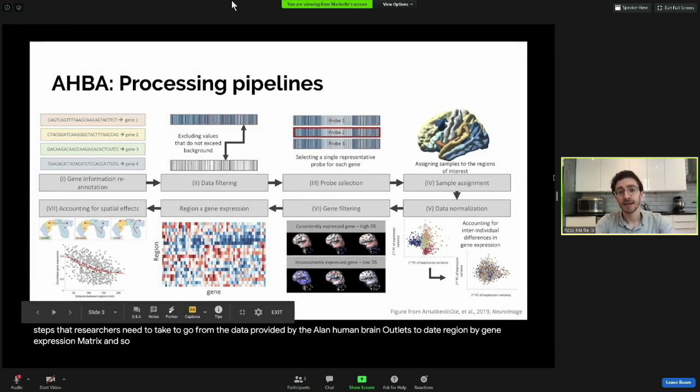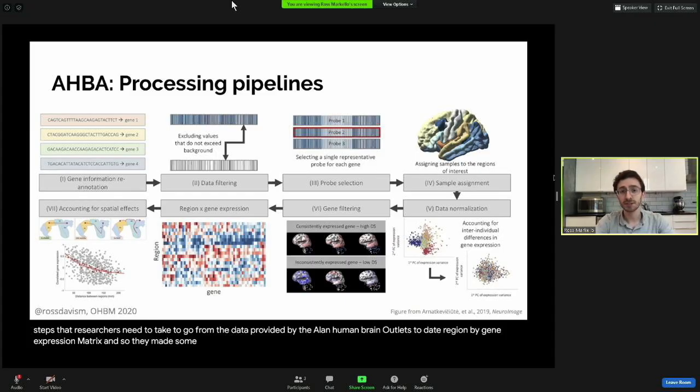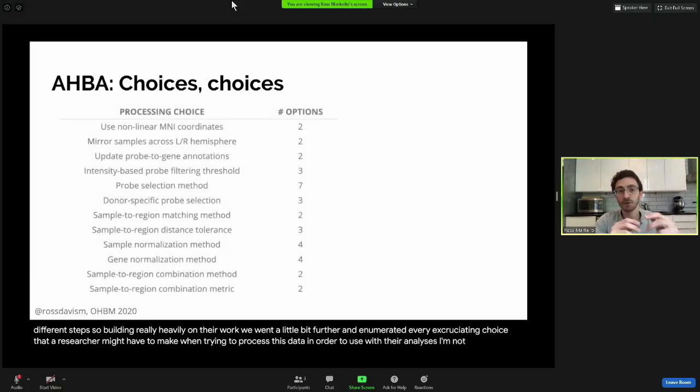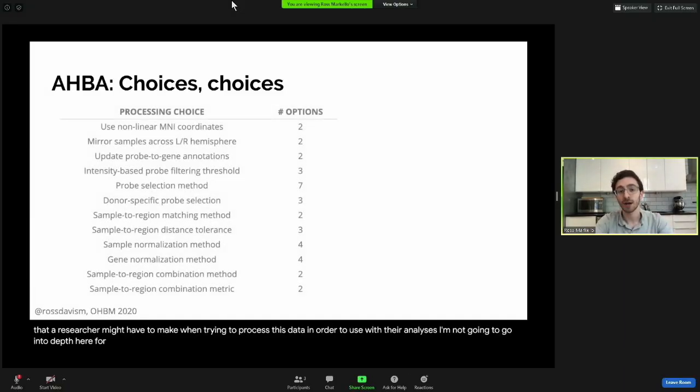And so they made some suggestions based on some kind of standards that they set for each of these different steps. So building really heavily on their work, we went a little bit further and enumerated every excruciating choice that a researcher might have to make when trying to process this data in order to use with their analyses. I'm not going to go into depth here for different processing choices, but there's 12 different choices, each of which comes with a number of options.